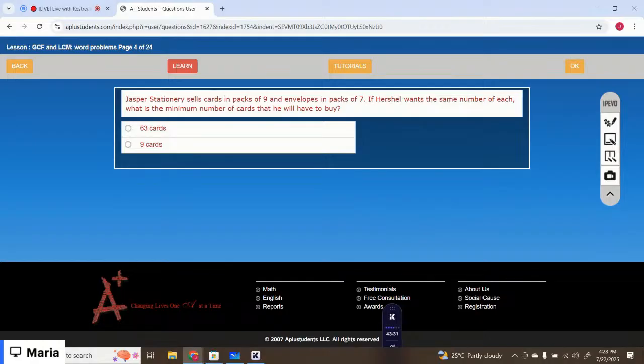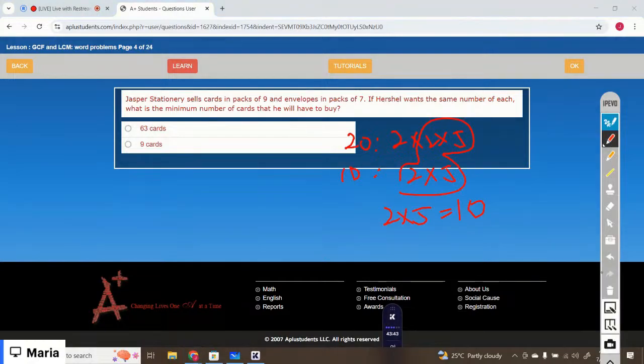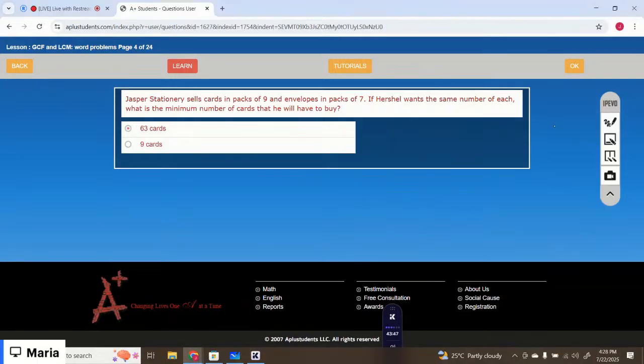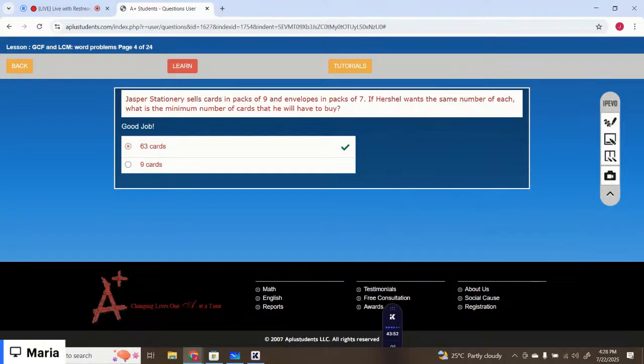Jasper Stationery sells cards in packs of 9 and envelopes in packs of 7. If Herschel wants the same number of each, what is the minimum number of cards he will have to buy? Minimum number. So 9 times 7 makes 63. Option number 1 is the correct option. 7 is a prime number. So 9 times 7 is 63.